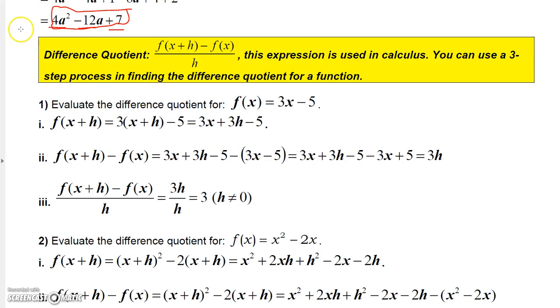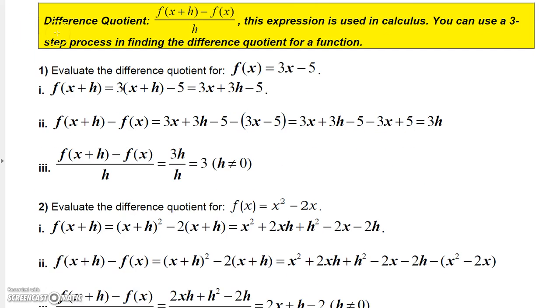Now, let's talk about a difference quotient. This is especially important if you have to take a calculus class. The difference quotient, I'm going to use h. In calculus, they might use a term called delta x, but we're going to stick with h because it's easier to use. So the difference quotient is defined to be whatever the function is evaluated at x plus h minus the function and then divided by h.